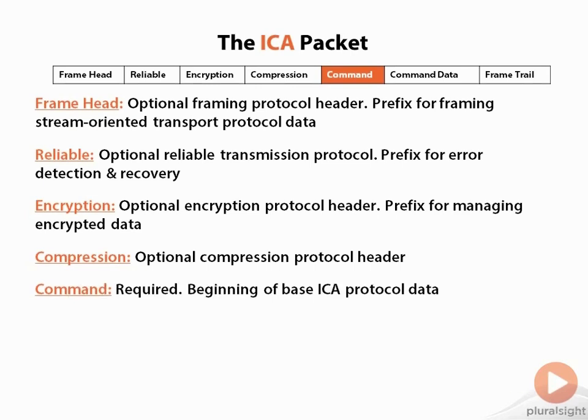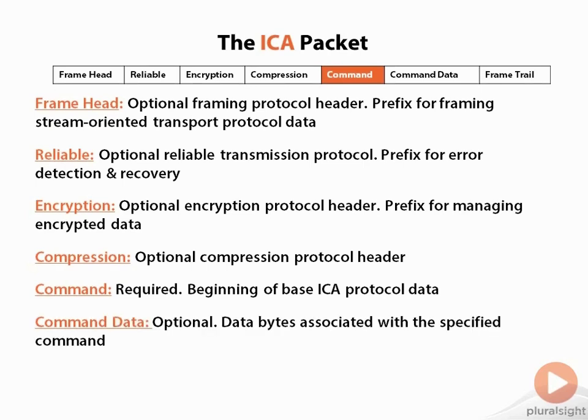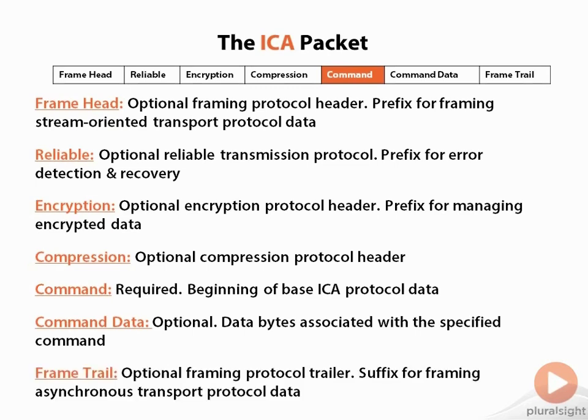Command is required. It's the beginning of the base ICA protocol data. So that is the only thing that is constant within that ICA packet. You have the command data. That's also optional. Those are data bytes that are associated with a specific command. And then finally, you have the frame trailer, which essentially ends that particular ICA packet. It's also an optional framing protocol.